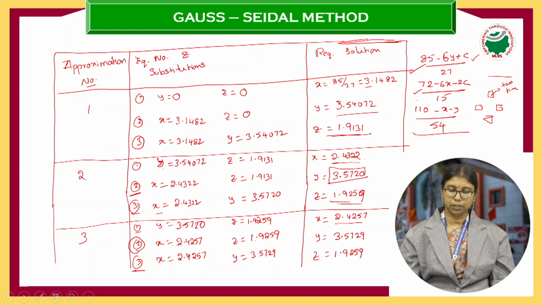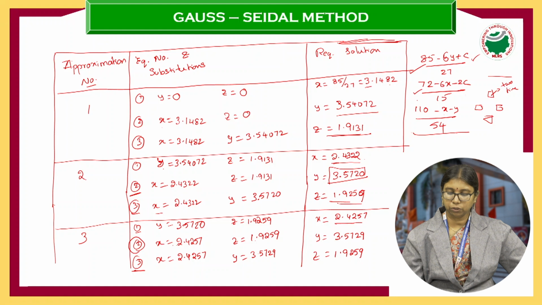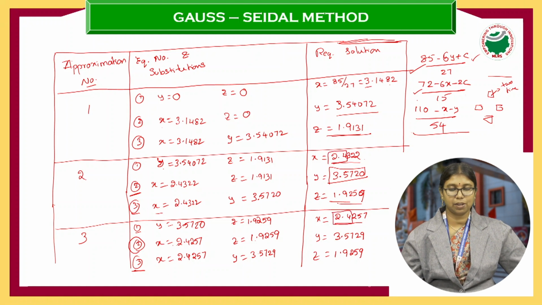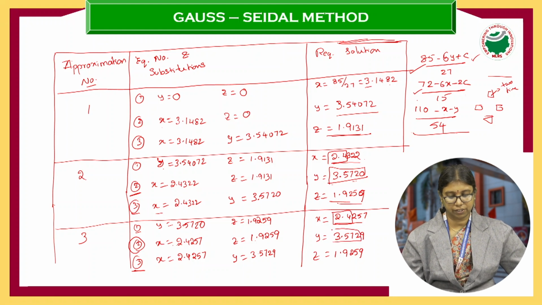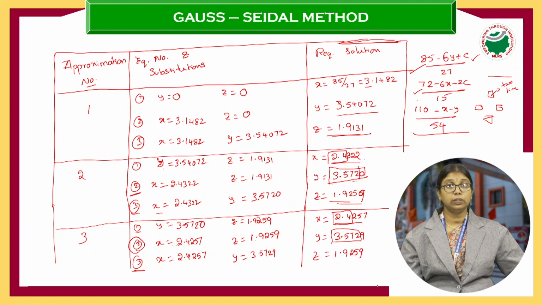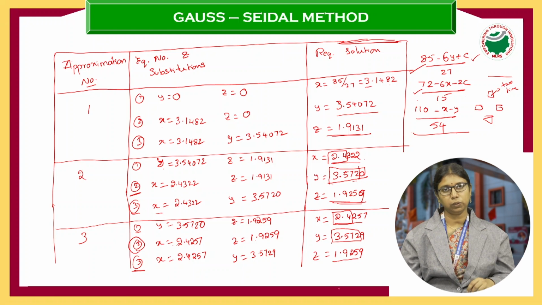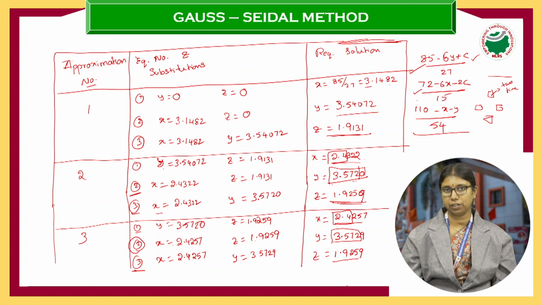So now your z value is 1.9259. Now see, compare the values with the previous approximation. Here it is 2.42, here it is 2.4. The values are equal up to first decimal only. Next here 3.572, 3.572. The values are equal up to 3 decimal places. Next 1.9259, 1.9259. Here values are equal up to 4 decimal places. Since still the x value is equal up to 1 decimal place, do another approximation and compare with the previous value.